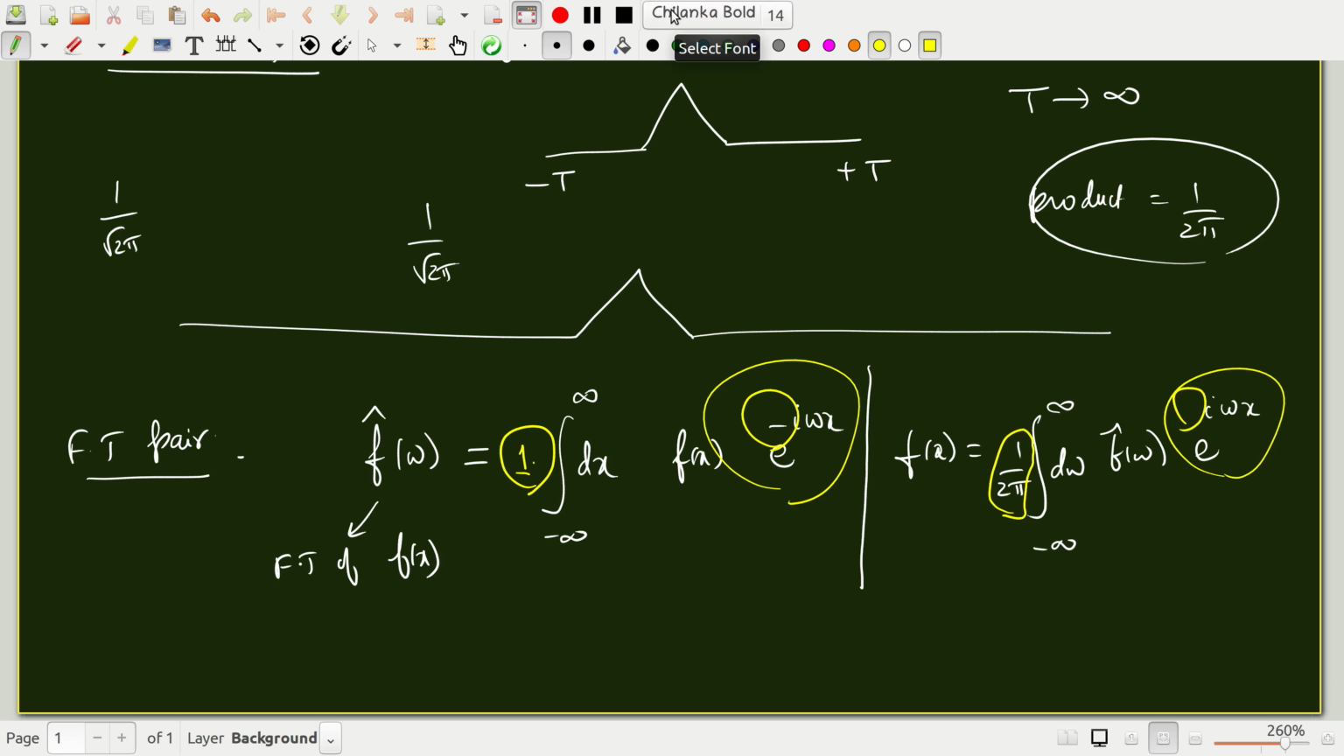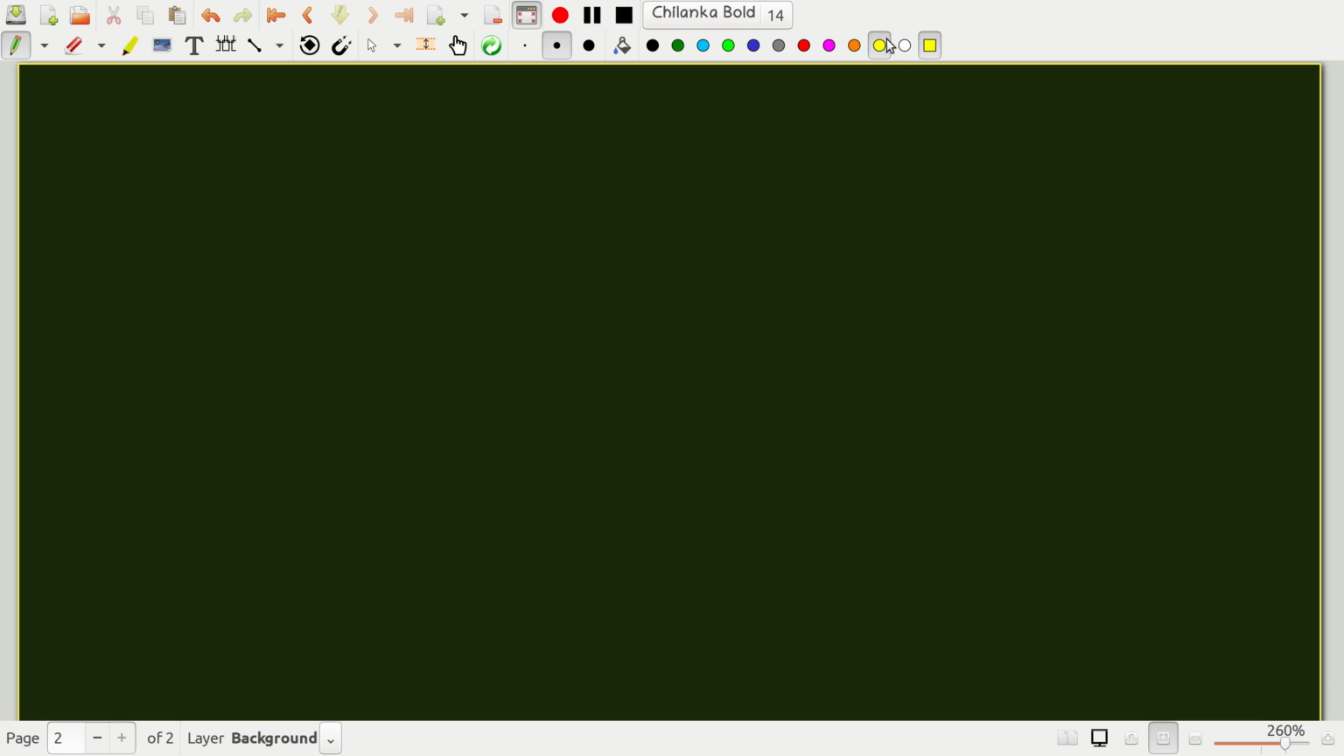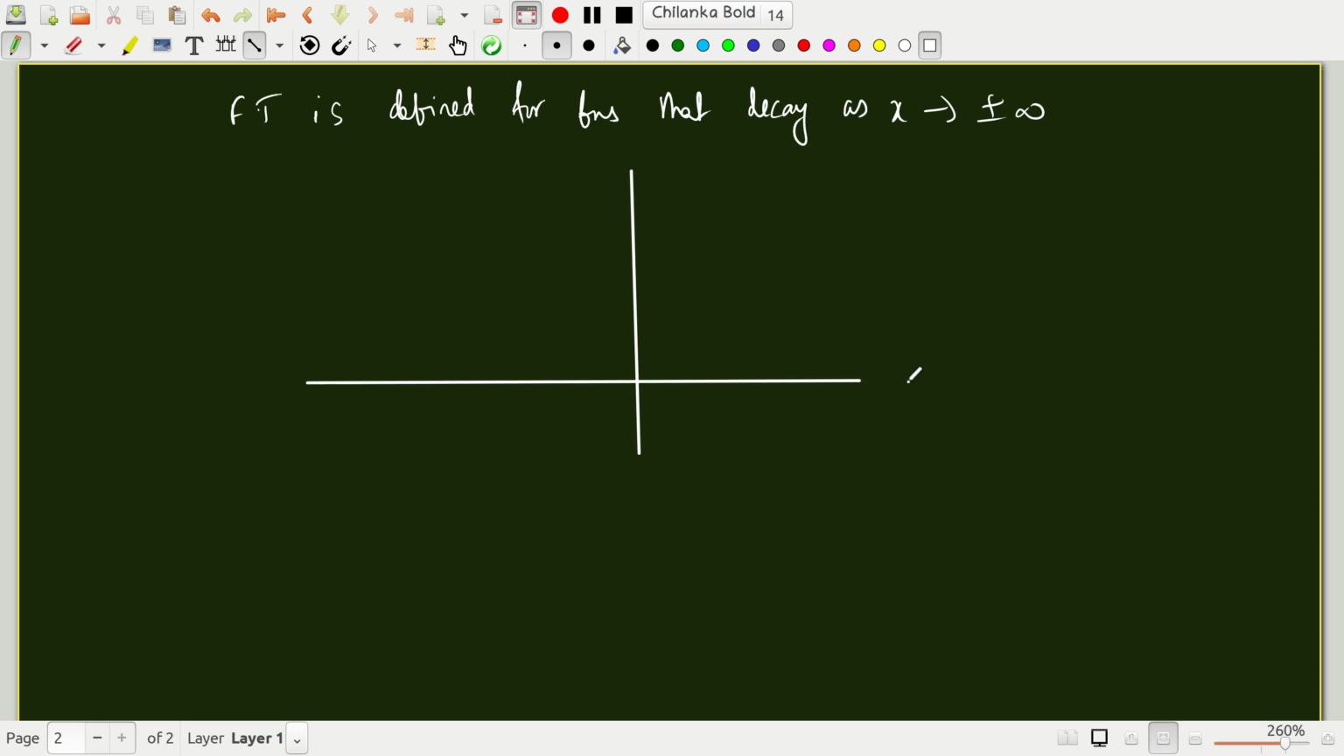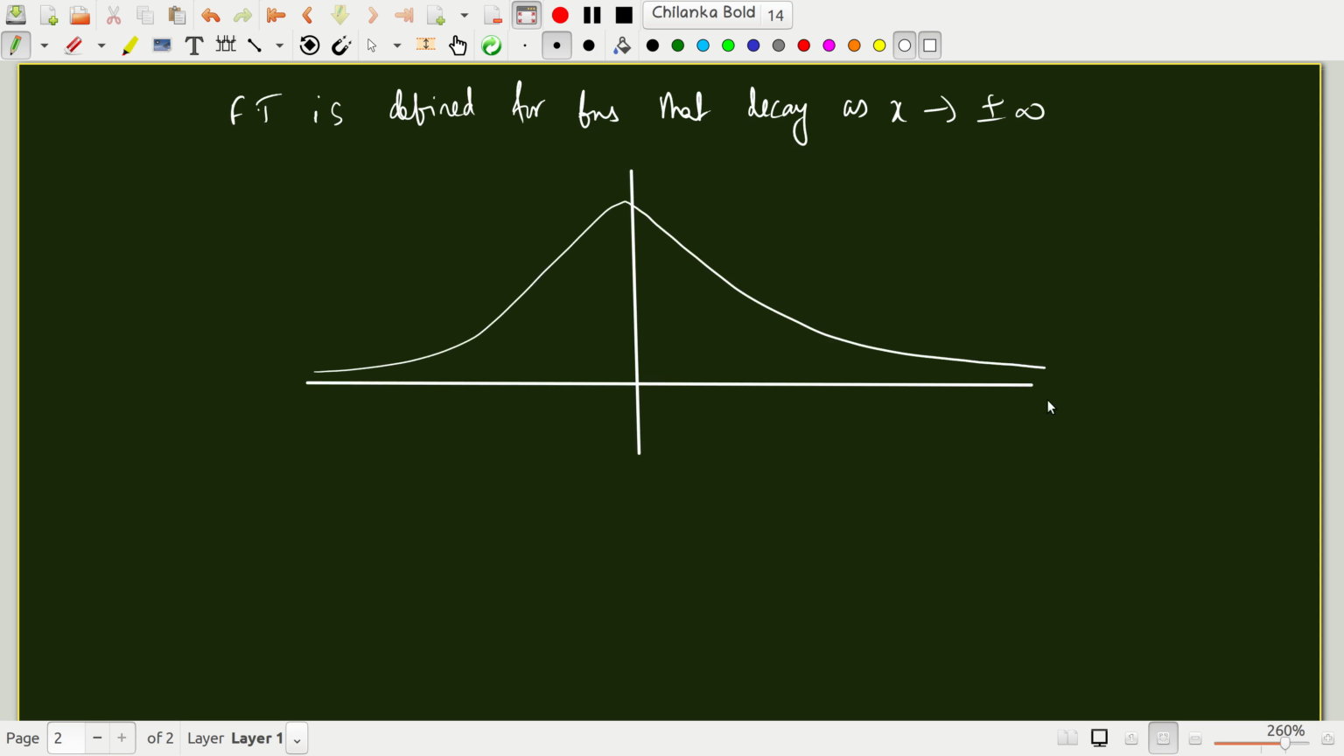Now the second point that I wanted you to remember about Fourier transforms is that the Fourier transform is defined for functions that decay as x goes to plus or minus infinity. That is, suppose I have a function, reasonably well behaved, so that as x goes to plus infinity or x goes to minus infinity, f of x should go to 0 in either limit. This is a requirement in the Fourier transform.